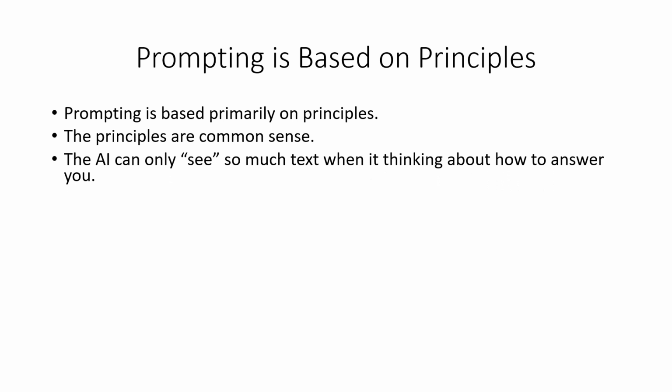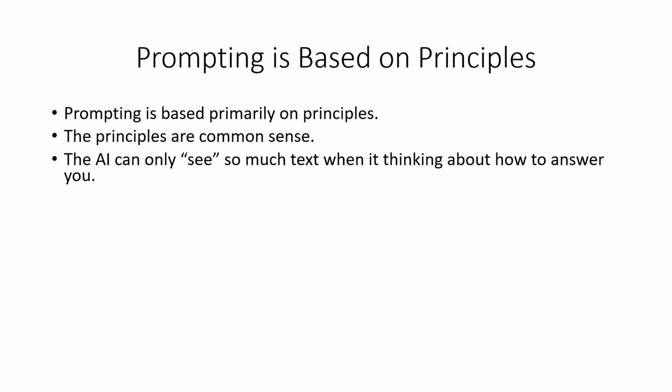One thing you do need to understand about an AI is that it can only see so much text when it's thinking about how to answer you. So in other words, if you're using ChatGPT-3 or 3.5, I think that it can only see so much text, and I think it's about 1,500 words. After that, the AI starts to forget what you have in that conversation. So after about 1,000 or 2,000 words, you need to keep putting the context for your conversation back in the AI.